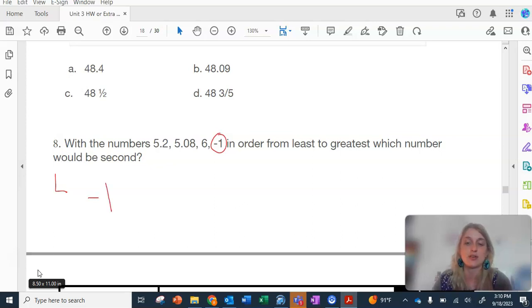I already know that the greatest one is going to be that 6. And then you need to decide which one is bigger, 5 2/10 or 5 800, to decide where you're placing those two. And that's it.